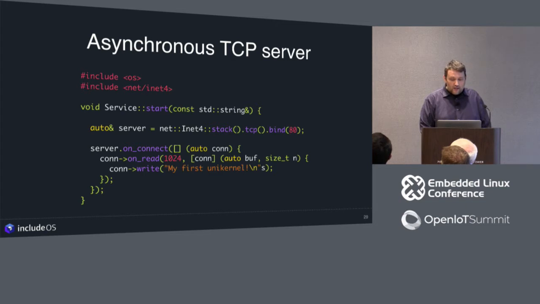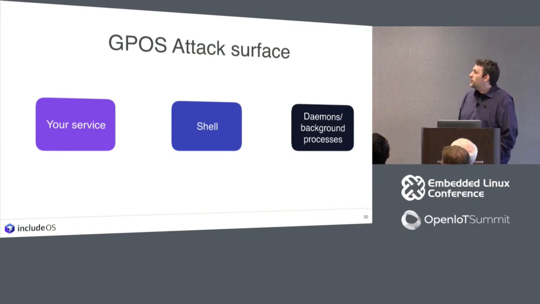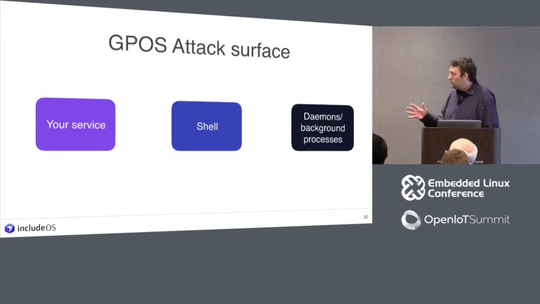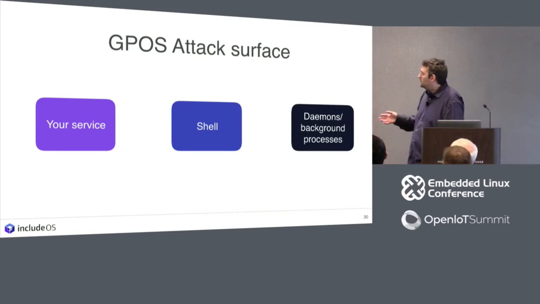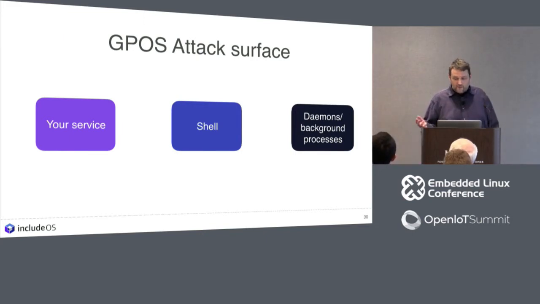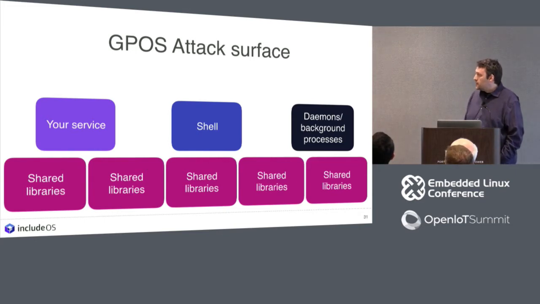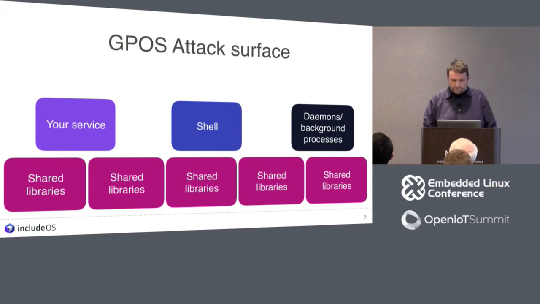Being small is quite useful for reducing attack surface. Here we have a general purpose operating system, and you see you have your service, you have shell, you have daemons and background processes running in there. And even if that was the whole picture, that would be pretty bad. But in reality, you also have lots and lots of shared libraries. And bugs in shared libraries are a very common cause of bugs these days.